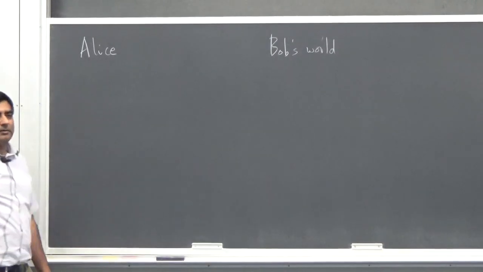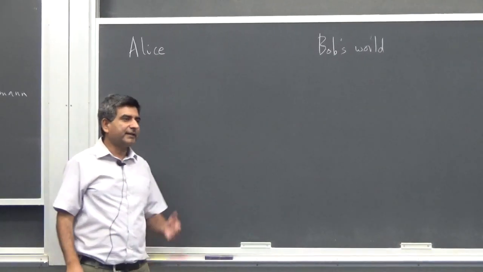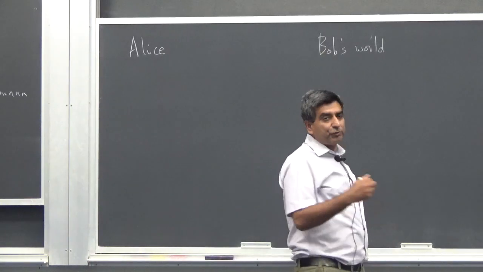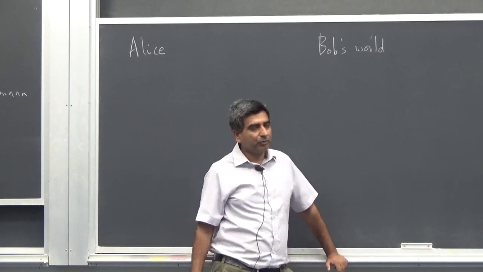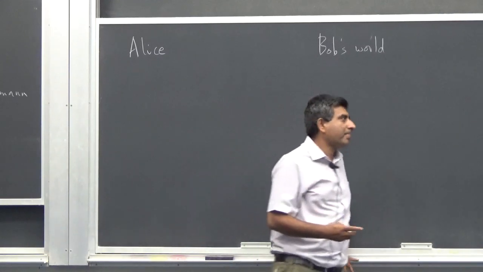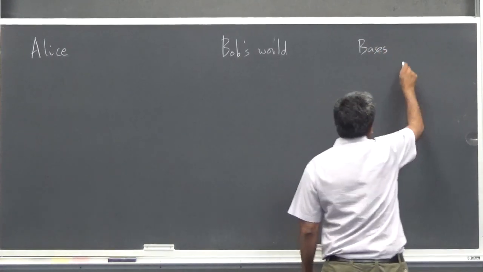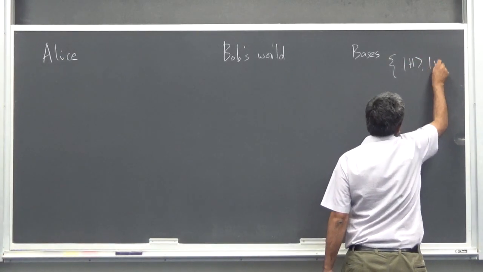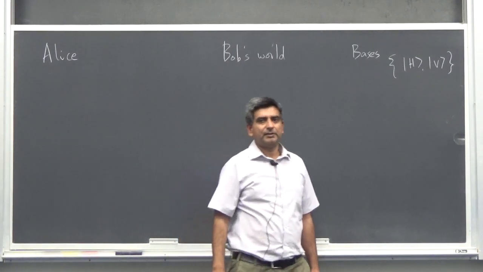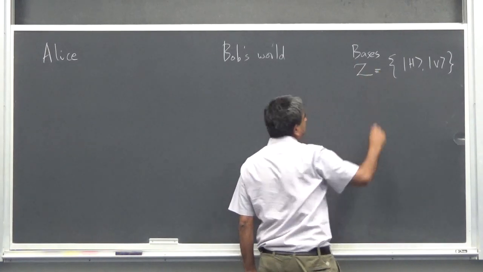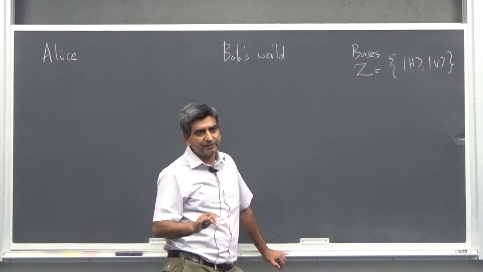Now Alice and Bob, before setting up the communication, decide on a certain rule. The rule that they decide upon is that they're going to use the polarization degree of freedom of photons. It's like a Bloch sphere, it's a qubit, as you all very well know. They're going to decide on the following scheme. They are going to choose between two bases. One basis is the horizontal-vertical basis. Any photon polarization can be described in the horizontal-vertical basis. Let's call this the Z basis for convenience. Z stands for the computational basis. This is just for convenience.